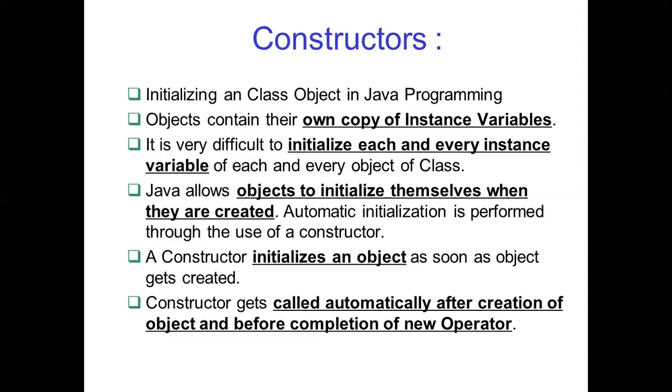Java allows objects to initialize themselves when they are created. Automatic initialization is performed through the use of a constructor. A constructor initializes an object as soon as the object gets created. The constructor gets called automatically after creation of the object, before completion of the new operator. So this is done automatically in Java.